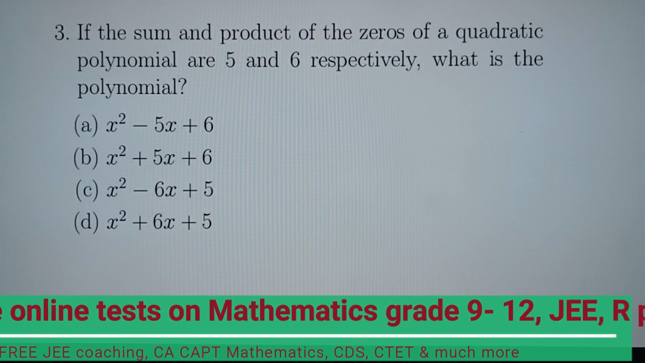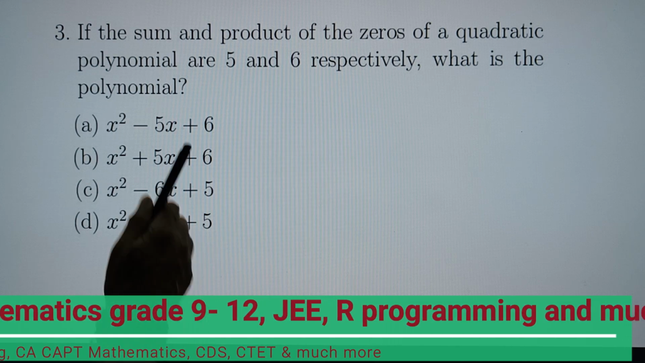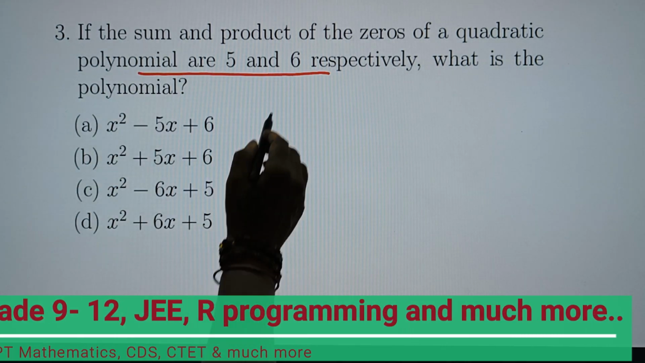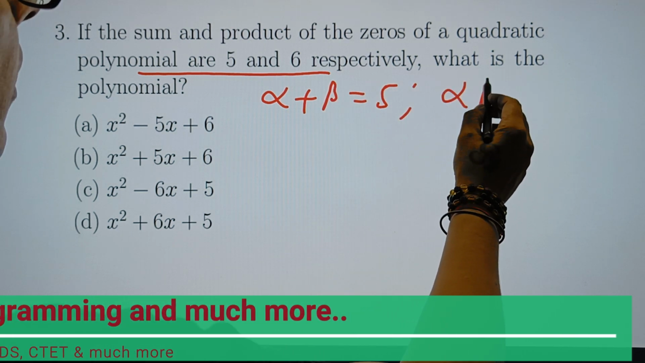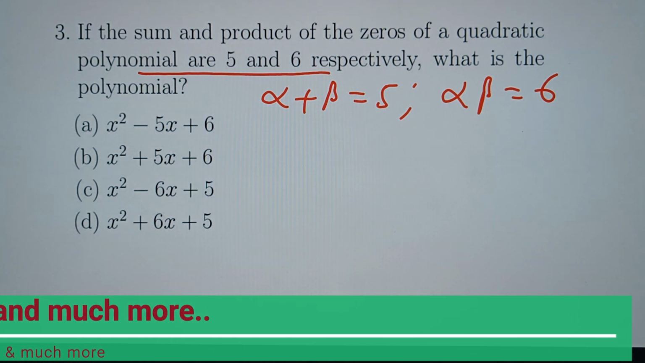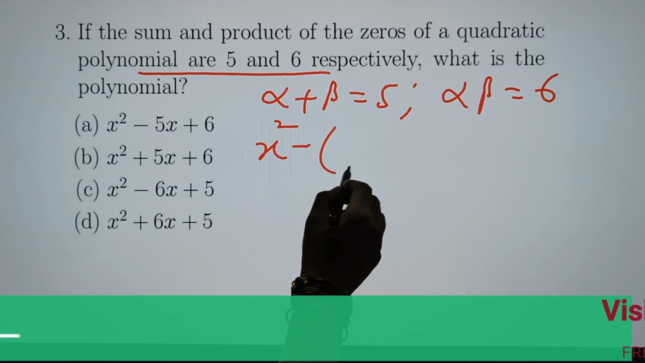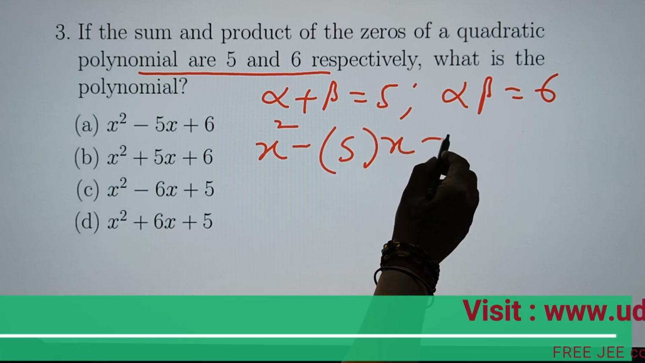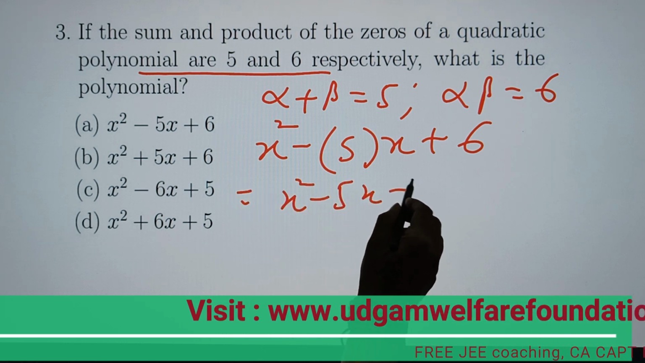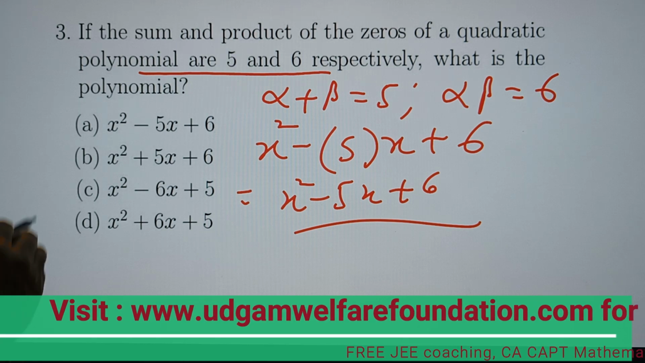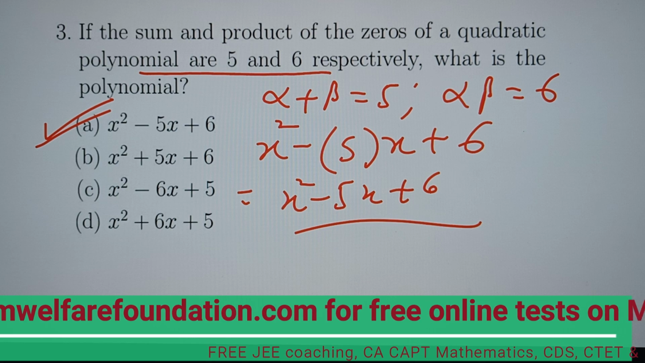So students, this is our question number 3, which states: if the sum and the product of the zeros of a quadratic polynomial are 5 and 6. That means alpha plus beta is equal to 5 and alpha into beta is equal to 6. So what is the polynomial? As we have discussed in our previous example as well, x square minus sum of the roots, which is 5, into x plus product of the roots, which is 6. So x square minus 5x plus 6 is our required polynomial. So option number A is our correct answer. Very simple. Now let's move towards question number 4.